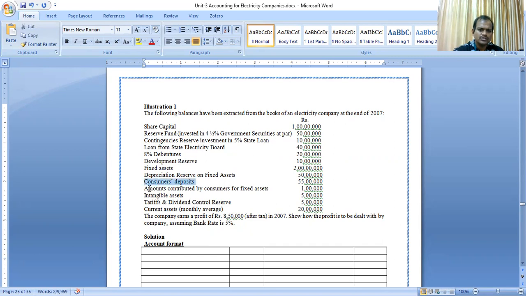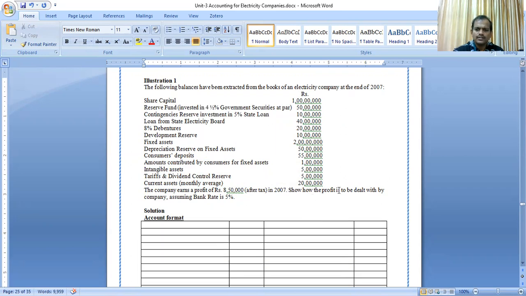Consumers deposits, amounts contributed by consumers, intangible assets, tariffs and dividend control reserve, current assets monthly average. The company earns a profit of 8,50,000 after tax in 2007. Show how the profit is to be dealt with by the company, assuming bank rate is 5%.